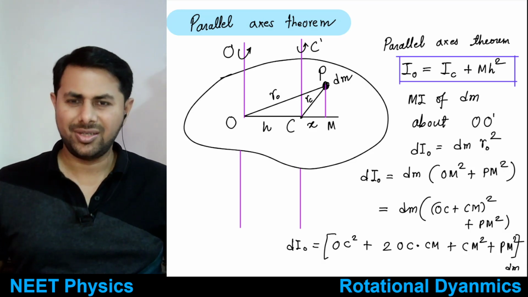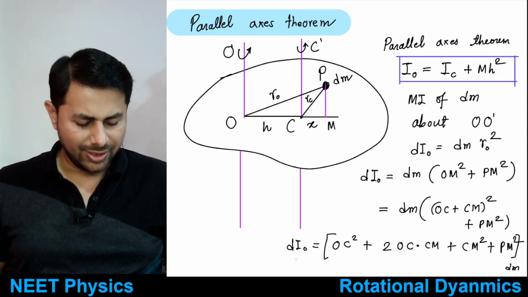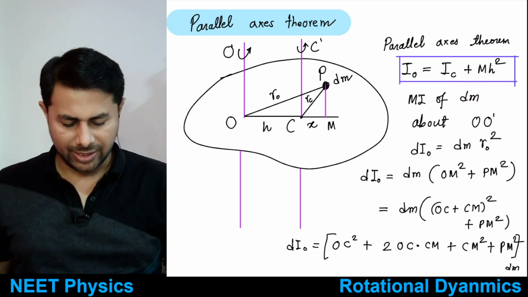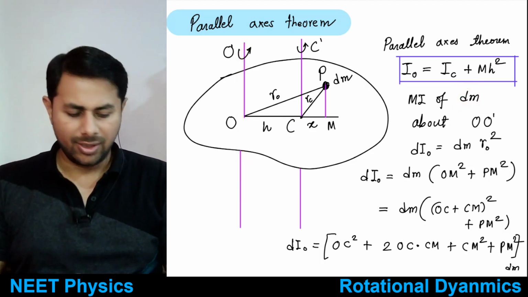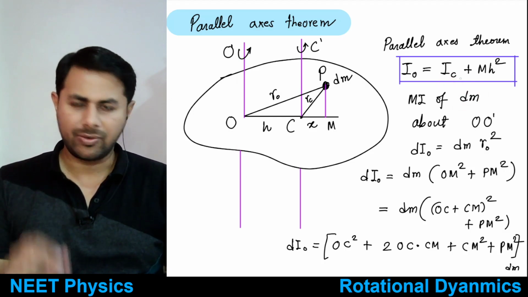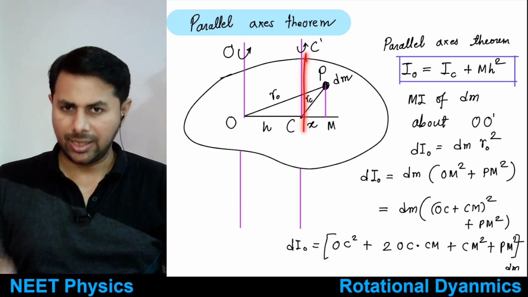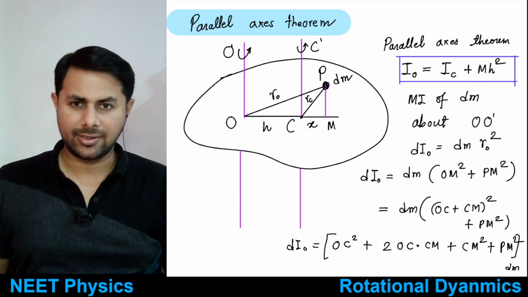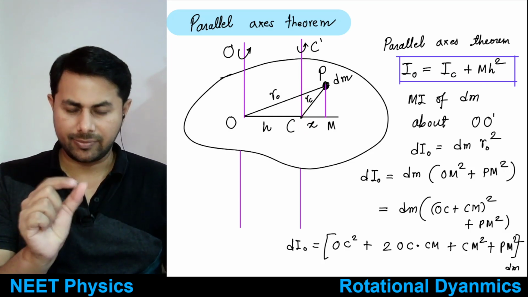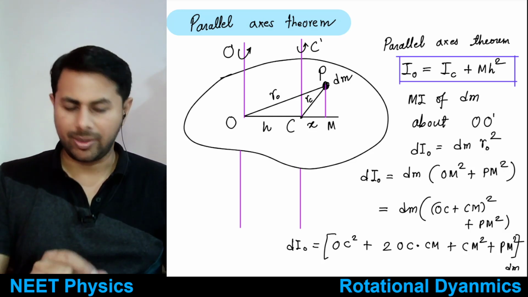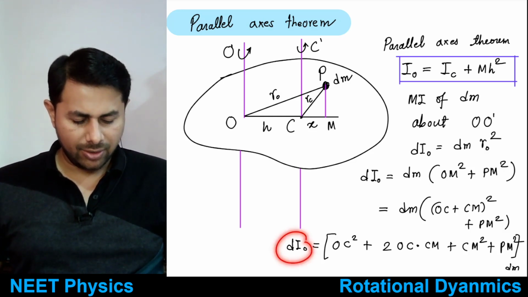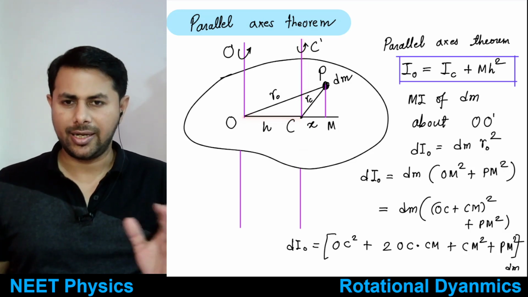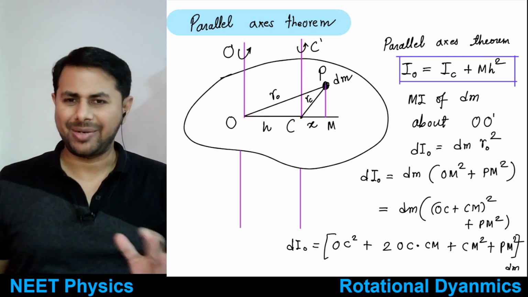So you can already see you're going towards the result. dIO is the moment of inertia of the small mass about an axis passing through O. And the parallel axis theorem says it is equal to IC, the moment of inertia about the center of mass, plus dm times h square, because you're finding the moment of inertia for that small mass. So dIO must be equal to dIC plus dm times h square, right?